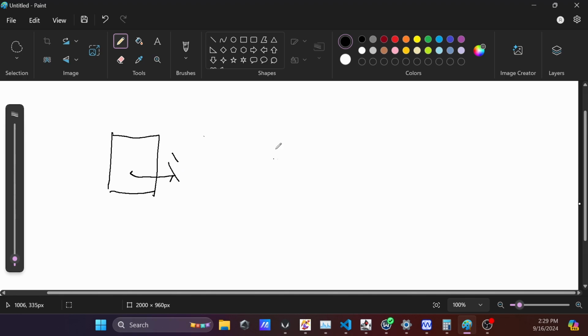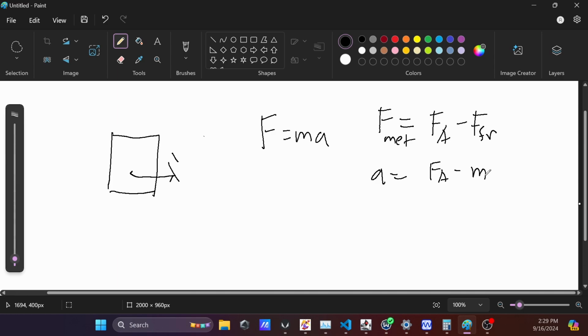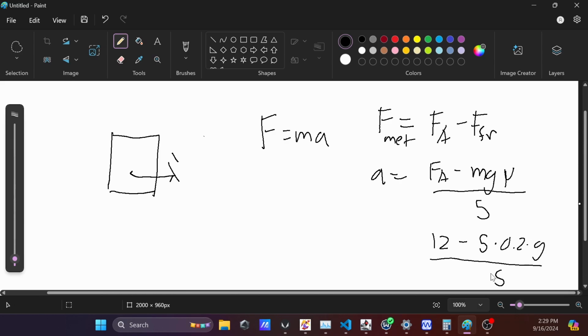And so in this question, F equals ma, so F net equals F applied minus Fr. And so A equals F applied minus mg mu over mass, which is 5. So 12 minus 0.2 times g over 5, which you can cancel out. No, you can't. I lied.